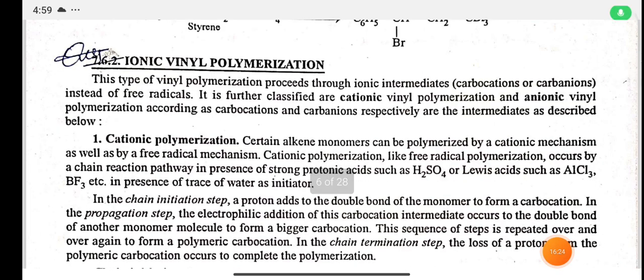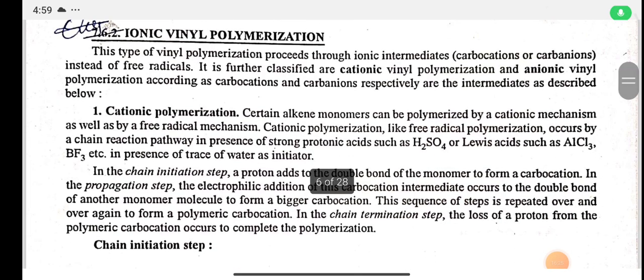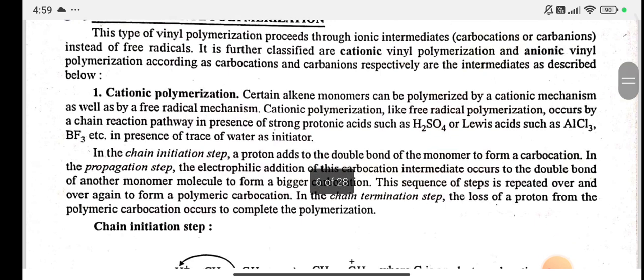Ionic vinyl polymerization. This type of vinyl polymerization proceeds through ionic intermediates instead of free radicals. It is further classified as cationic vinyl polymerization and anionic vinyl polymerization, according as carbocation and carbanion respectively are the intermediates, as described below.